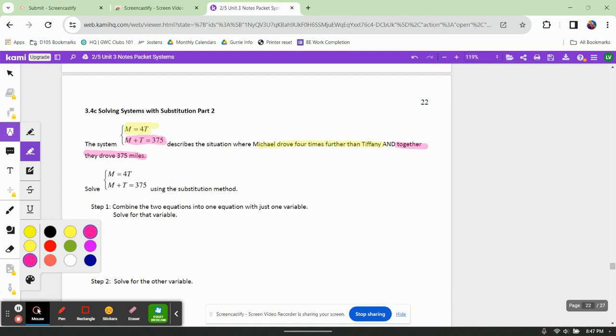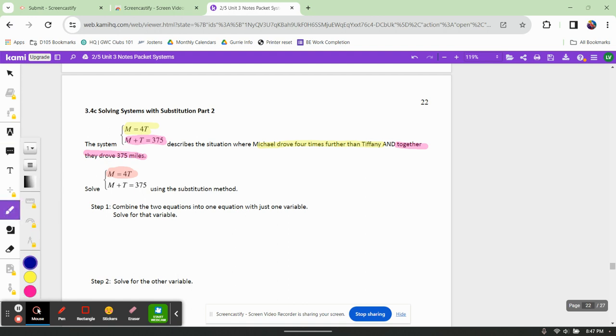In order to do that, we have to find one equation that has a variable that is isolated. Isolated means that it is by itself. So out of the two equations written, it's going to be the first one that has been isolated. The m is by itself. M equals 4t. So we're going to do step 1 and combine the two equations into one equation with just one variable and solve for that variable.